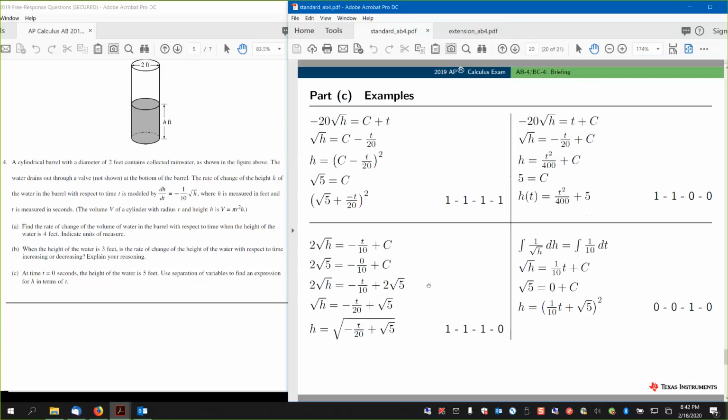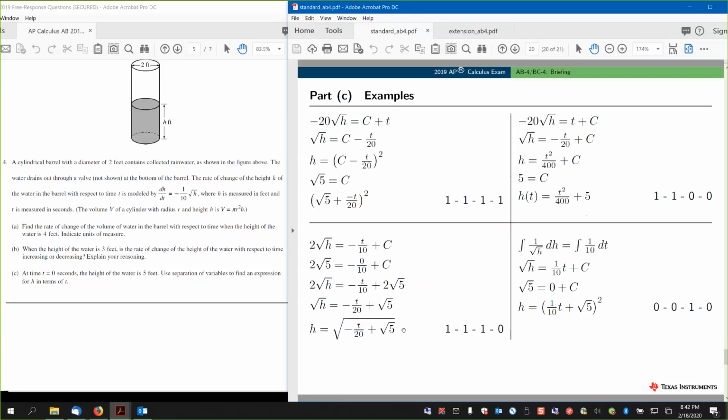Bottom left-hand side, we have implied separation and integration, timely use of the constant C, I believe, and the initial condition. But again, there's some bad algebra in here, isn't there? Yeah, there's some crazy algebra in here. As we're solving for H, we squared on this side but took the square root on that side. So this would actually earn the first 3 points, but clearly not the last one.